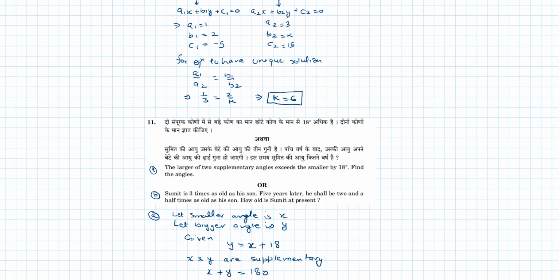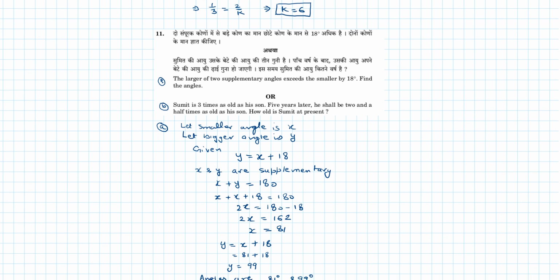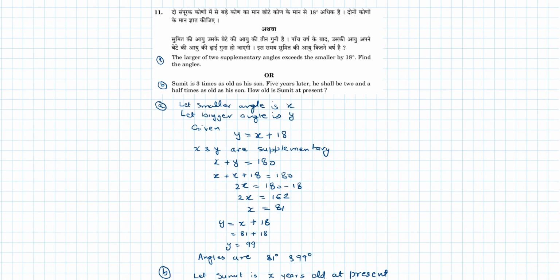Let us go to question number 11. Basically it has two options, so let us consider them as A and B. In A, what is given: the larger of two supplementary angles exceeds the smaller by 18 degrees. What is a supplementary angle? Supplementary means their sum is 180 degrees. If we have to find the angles, let us say the smaller angle is x and the bigger angle is y. Given that the bigger angle is 18 degrees more than the smaller angle, it means y is equal to x plus 18.